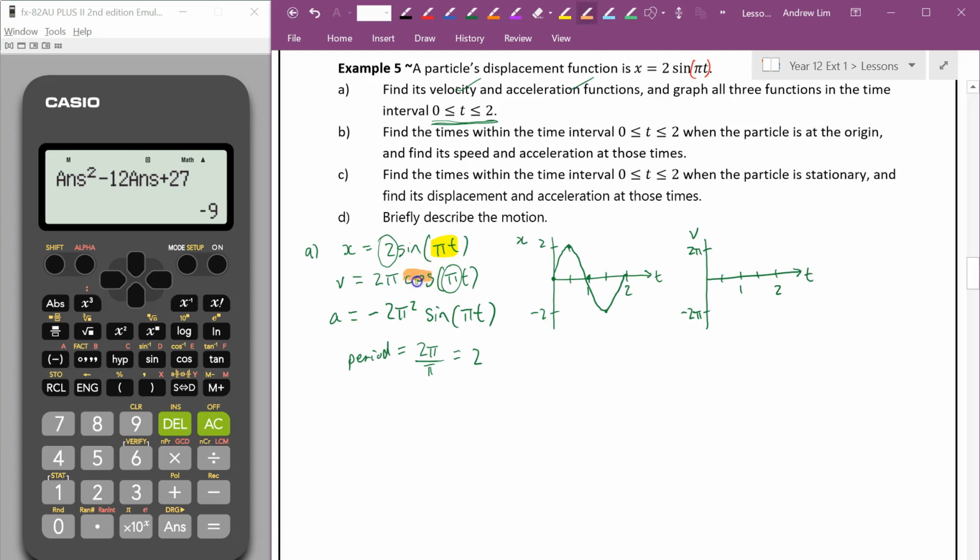Now, the cosine curve we know always starts at the top. Right, so it usually starts at 1, instead of 1 it's 2 pi, so it's going to start here, come down to 0, down to negative 2 pi, back to 0, to 2 pi. Okay, that's our velocity, and our acceleration.